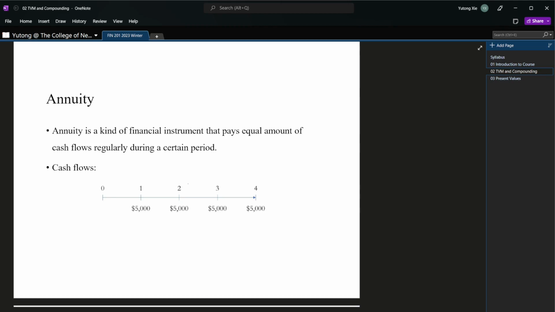Because in annuity, you receive equal amount of cash flow repetitively each period, and every period has the same length. That is, you receive or you save $5,000 at the end of each year, and between any two $5,000, it's a year. So it's not like half a year between the first and second, and then 1.5 year between the second and third. No, so they have equal payments, equal interval over a certain period of time.